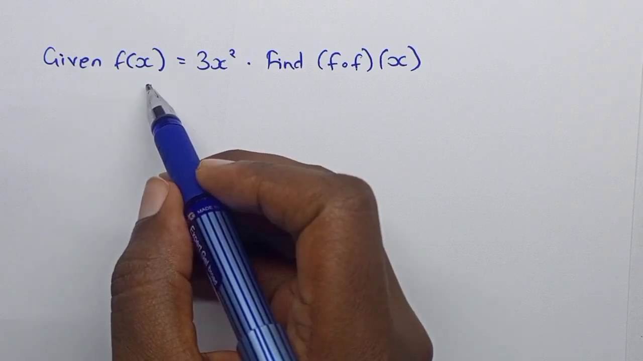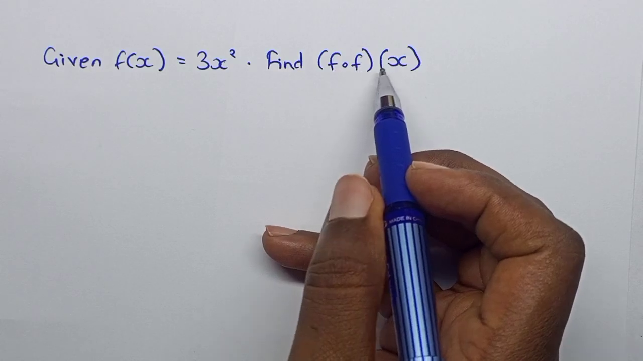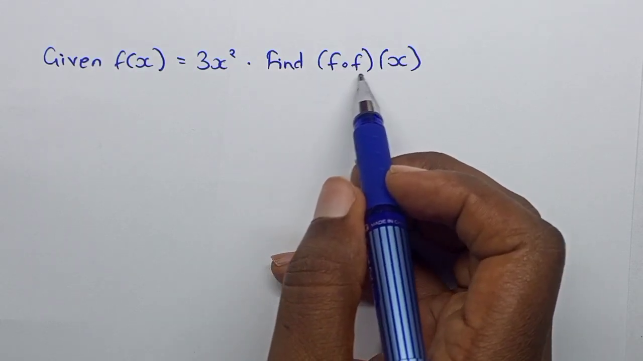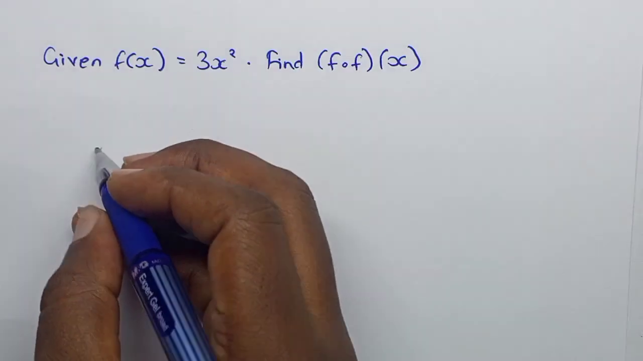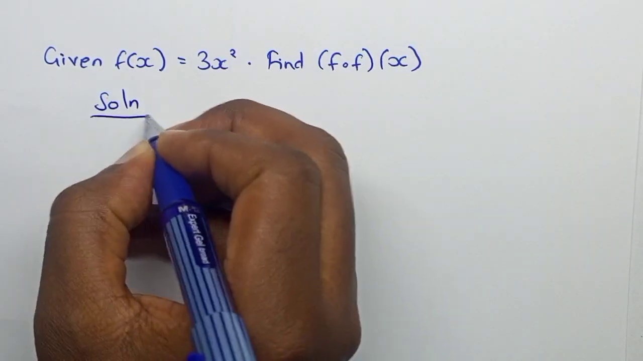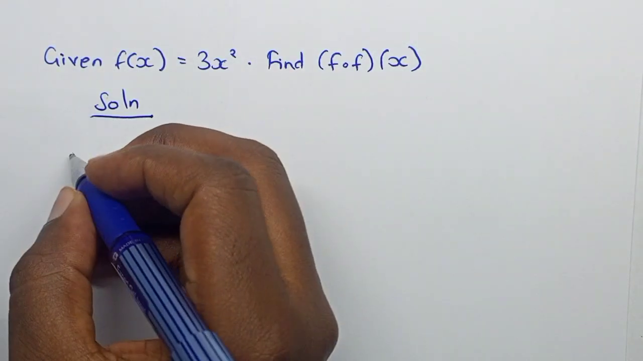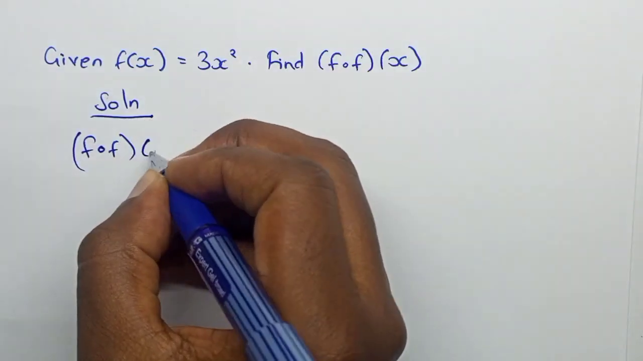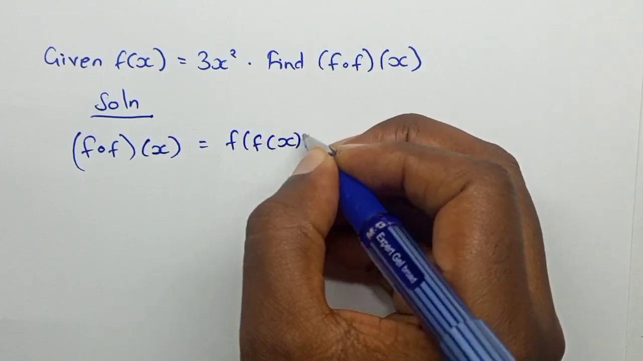Let's look at another example. Given that f of x is equals to 3x squared, find f of f of x. Now here we are looking at substituting f into itself, a function of itself. So first we substitute f of x into itself. So f of f of x, this is the same as f of f of x.